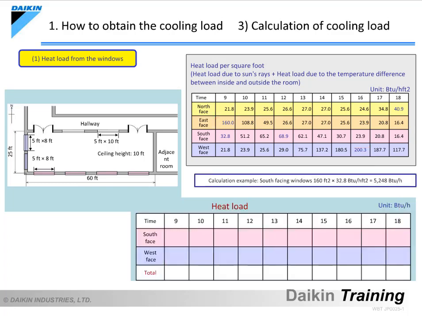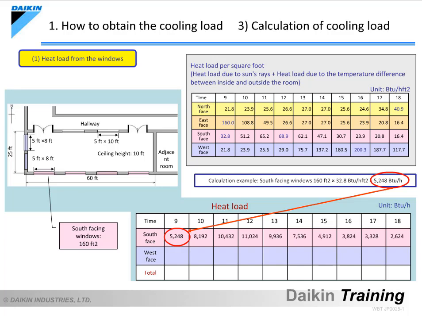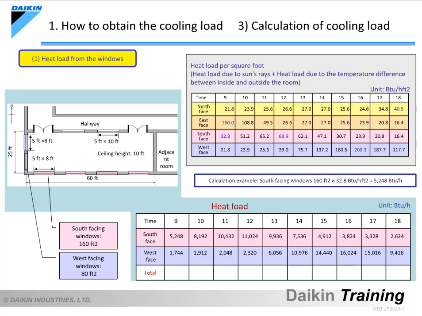Now, let's calculate the heat load for this office. The total window area on the south face is 160 square feet. The heat load at 900 hours is 32.8 BTU per hour square foot. Therefore, the heat load from the south-facing windows is calculated as 5,248 BTU per hour. We can calculate the heat load for the time period between 1000 hours and 1800 hours in the same manner. The west face also has a window area of 80 square feet, so the heat load can be calculated in the same way.